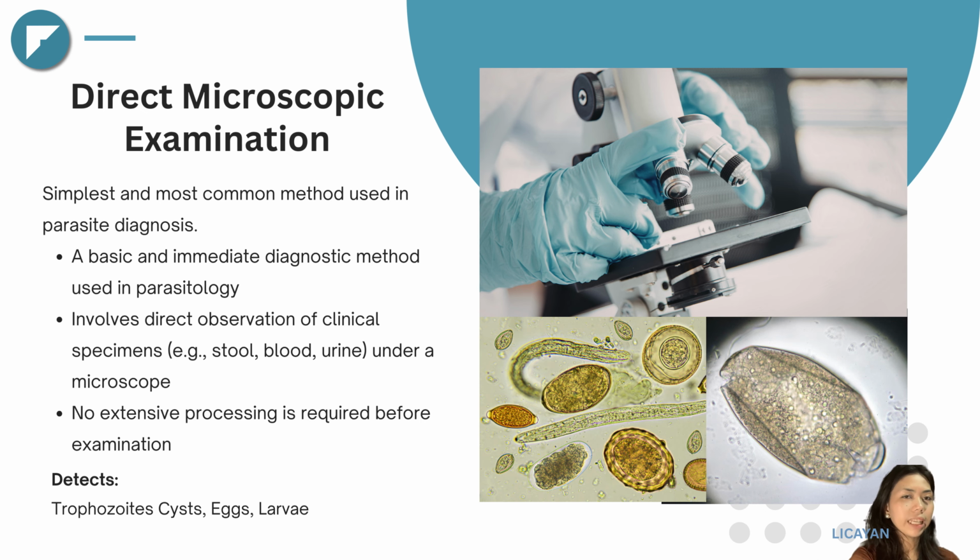One of the simplest and most commonly used methods is the direct microscopic examination. And in here, it actually involves the direct observation of clinical specimens such as stool, blood, or urine under the microscope without extensive processing. It is a quick and immediate method that allows early detection of parasitic forms like trophozoites, cysts, eggs, and even larvae.